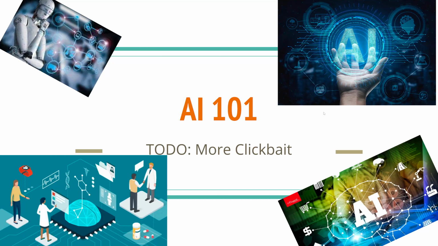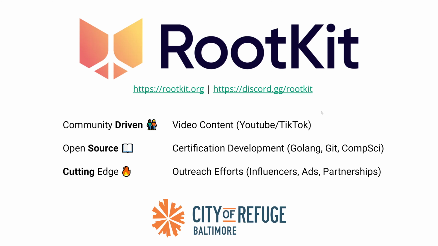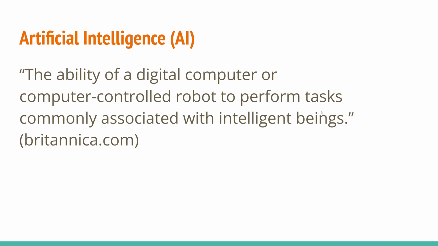So AI 101. What is AI? The definition from... I said this wrong last time on the recording, and I'm not going to even attempt it this time. But this site defines it as the ability of a digital computer or computer-controlled robot to perform tasks commonly associated with intelligent beings. This definition is extremely broad.